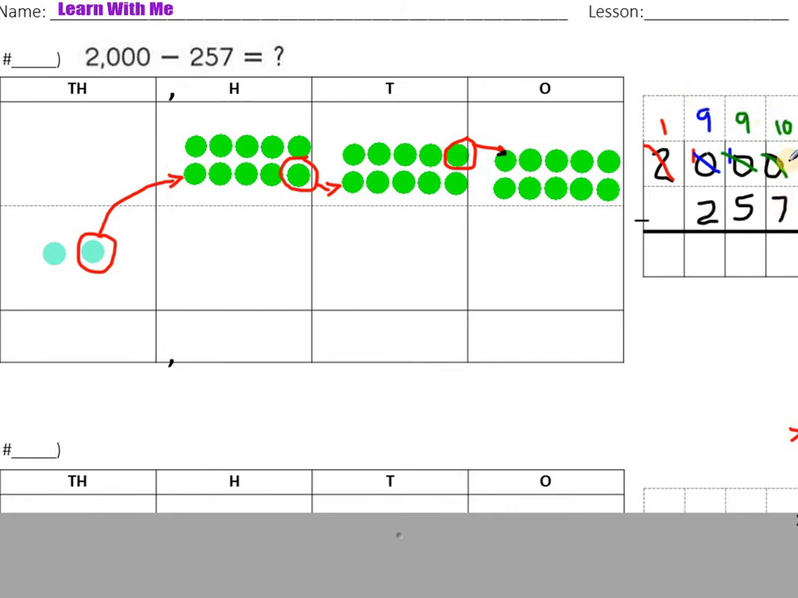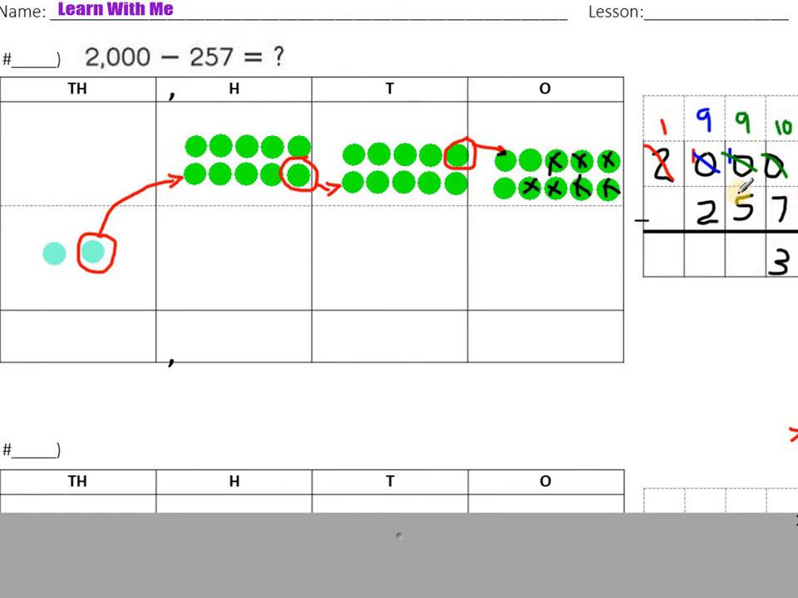Now, you'll notice in the ones place that that 10 did not turn into a 9 because the regrouping stops in the ones place. So it stays a 10. Now I'm ready to subtract. So on the chip chart, I'm going to start crossing out. Starting in the ones place, 10 minus 7. 10 minus 7 leaves 3.